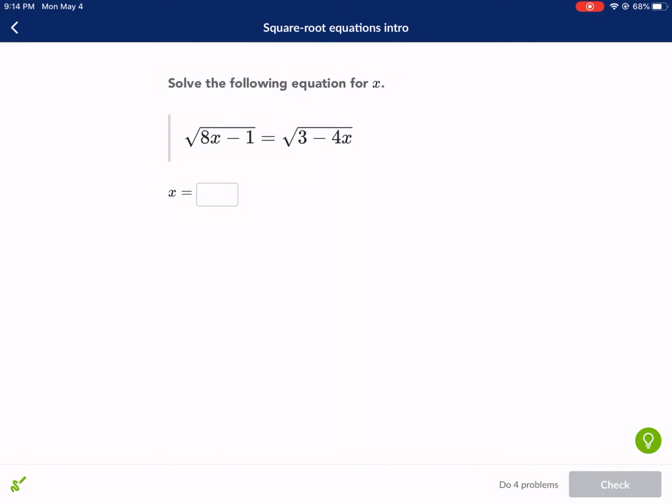Today we're doing a Khan Academy tutorial on square root equations, and this one is the intro. So let's go ahead and get started. It says solve the following equation for x. We're given that the square root of 8x minus 1 is equal to the square root of 3 minus 4x.